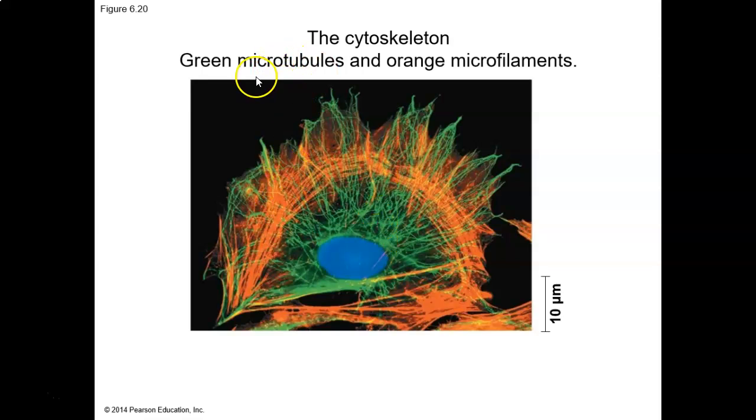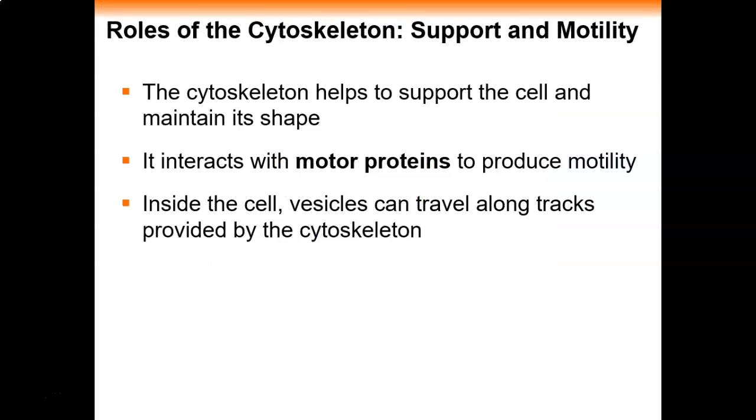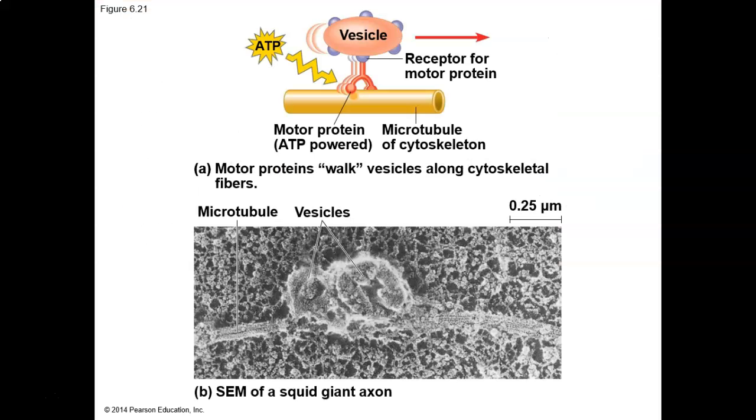And so here you can actually see you've got green microtubules. These are staining different proteins, in this case microtubules or microfilaments. The microfilaments are orange and you can see how they have some different structure there. I'm going to skip all of those videos, but they're fun for you to watch.